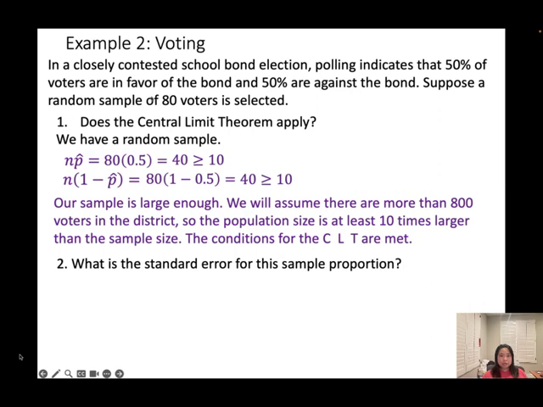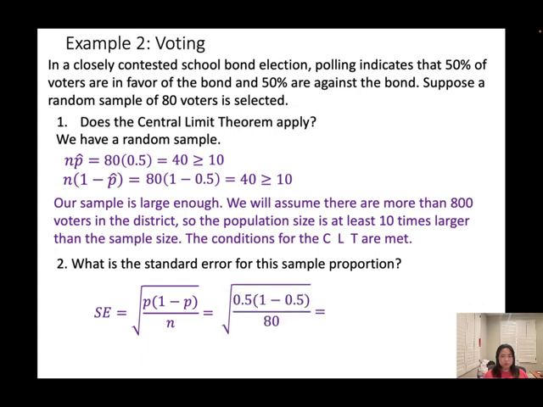So our sample is 80. We believe that there are at least like 800 voters in the district. So the population size is at least 10 times larger than the sample size. So the conditions for the central limit theorem are met. So this is good. Now, use the formula to find the standard error or standard deviation. Okay, check your work. You should get 0.0559.